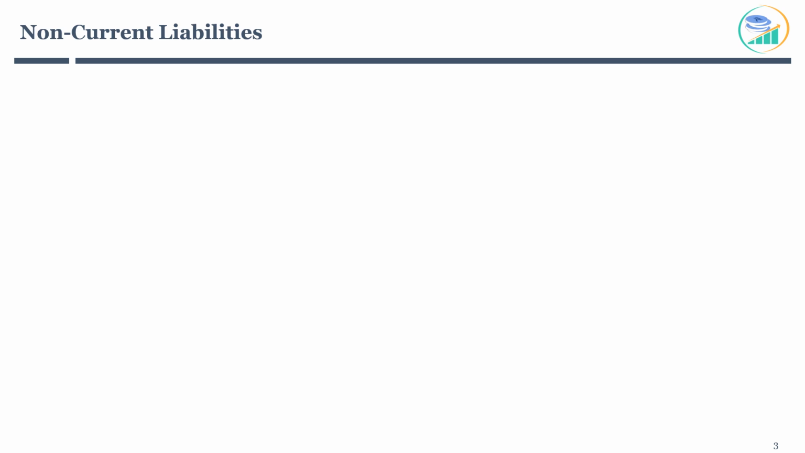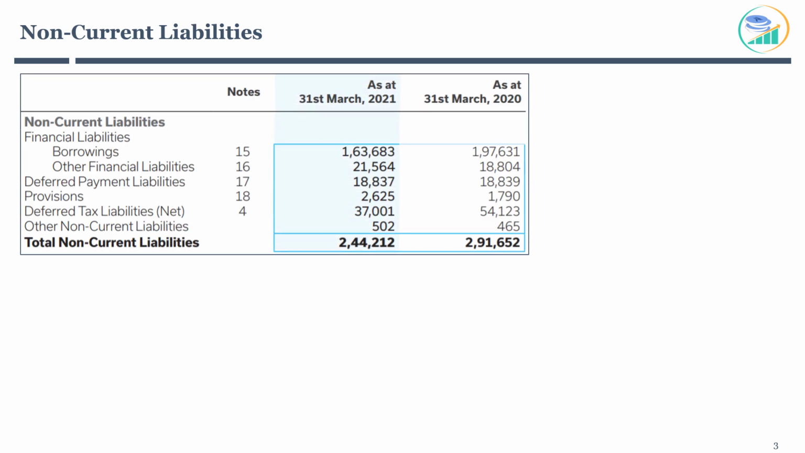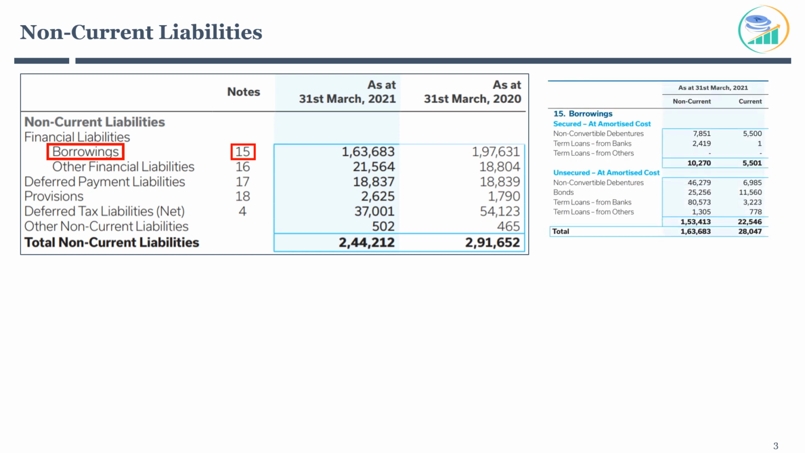It's time to go into details of each line item on the liabilities side of the balance sheet. Let's start with non-current liabilities. The balance sheet includes several liabilities reported as non-current liabilities. One of the biggest line items you notice on Reliance's balance sheet is borrowings. You can review details of borrowings under Note 15 in the annual report. Let me show you details of borrowings from Note 15.